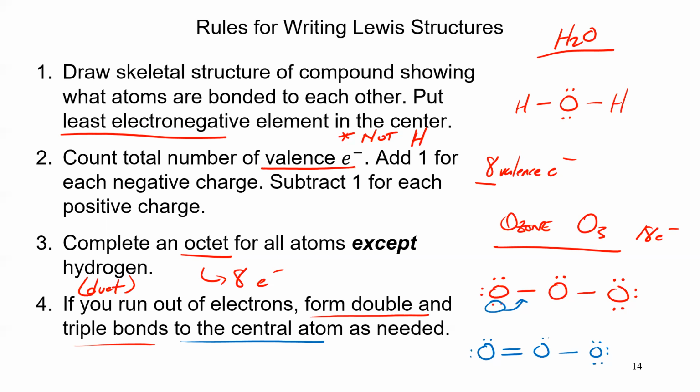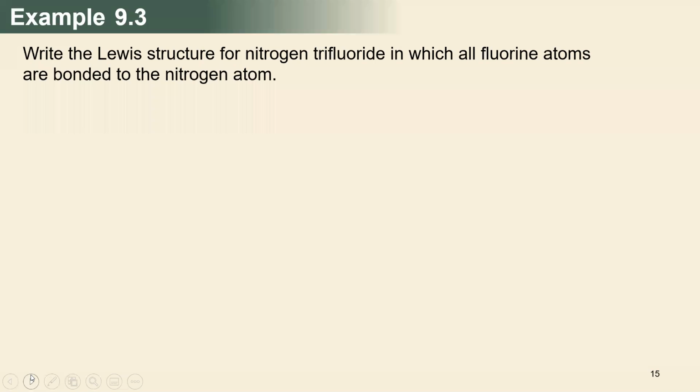Okay. So let's do another example. The Lewis structure for nitrogen trifluoride with all the fluorine atoms bonded to the nitrogen atom. Nitrogen trifluoride. Somebody give me a formula. NF3. Now it tells us all the fluorine atoms are bonded to the nitrogen atom. Of course, we should know that because the nitrogen is the least electronegative. We're going to put that in the middle, all the fluorines around it.